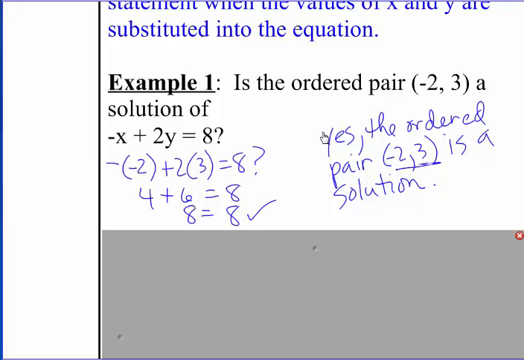Okay, so you got to make sure that you're telling me that this ordered pair, the one that you tried, the -2, 3, is a solution to the equation -x plus 2y equals 8. Again, yes by itself is not going to be enough. You need to say that your -2, 3 is a solution.